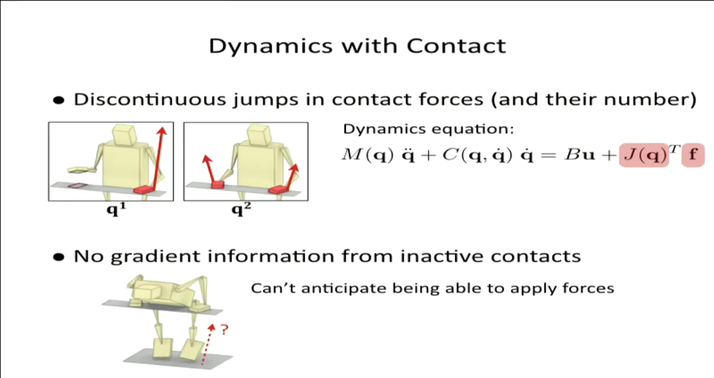And another issue is that you don't actually have any gradient information for inactive contacts. Let's say the character is hovering a little bit above the ground, and it needs to be standing on the floor. But the optimization can't anticipate that you would be able to apply forces a little bit later once you start touching the ground. So it's similar to vanishing gradients, where you don't really have gradient flow, but for slightly different reasons.